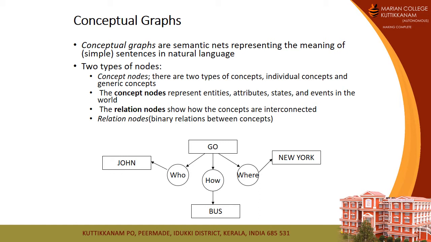From the diagram we can see an example of a conceptual graph. Here someone goes to New York. So who is going? John is going to New York. And how? By bus. Where? To New York. So this is an example of a conceptual graph.